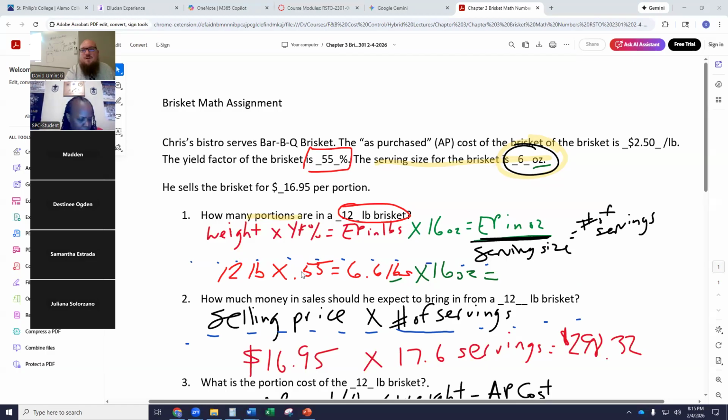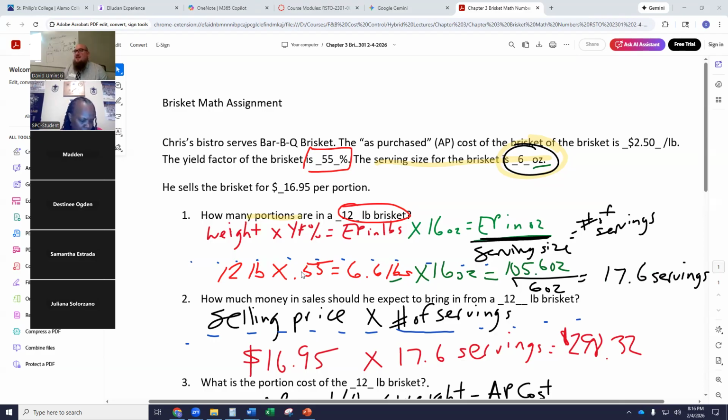I'm sorry, what did you say? 106.5? 105.6. Then we're going to divide that by our 6-ounce serving. And that gives us 17.6 servings. So 17.6 servings is what we get.